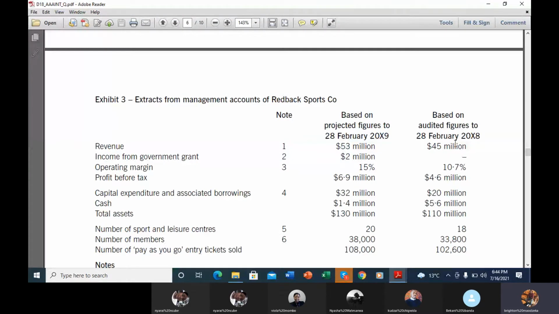So next, you have to calculate 1 million divided by 6.1. Use the projected profit before tax figure. I'm getting 14.49%. It means 14.49% of net profit. What about in relation to total assets? 1 divided by 130 times 100%. Zero point seven percent is fine. So 0.77%, okay, 0.77% is fine.